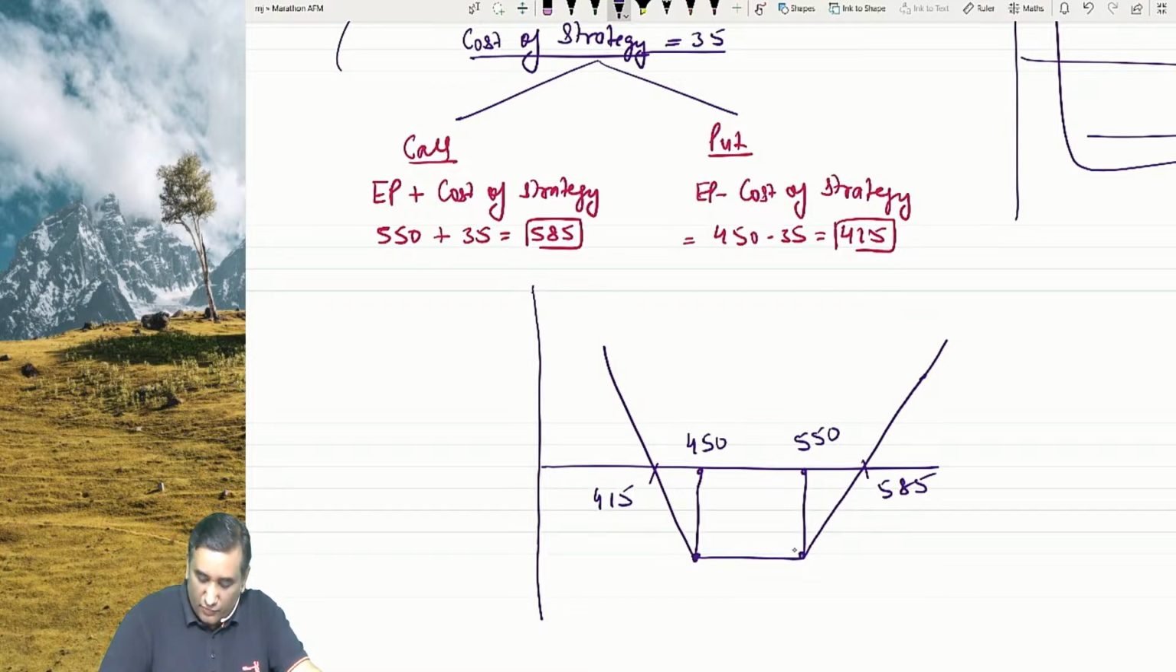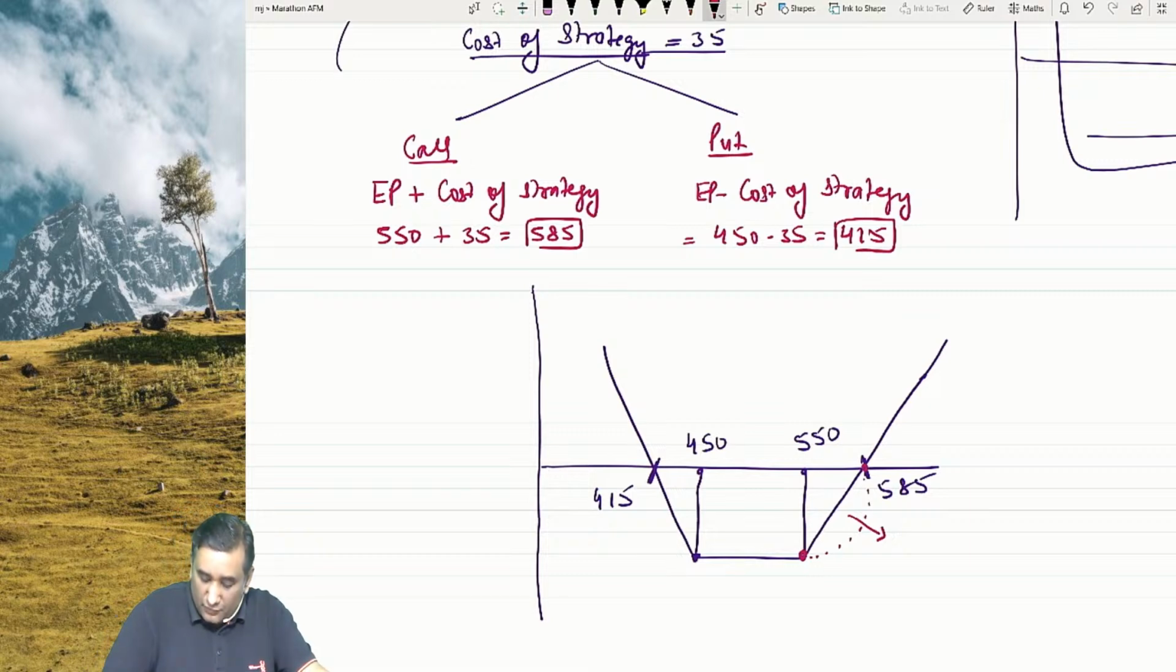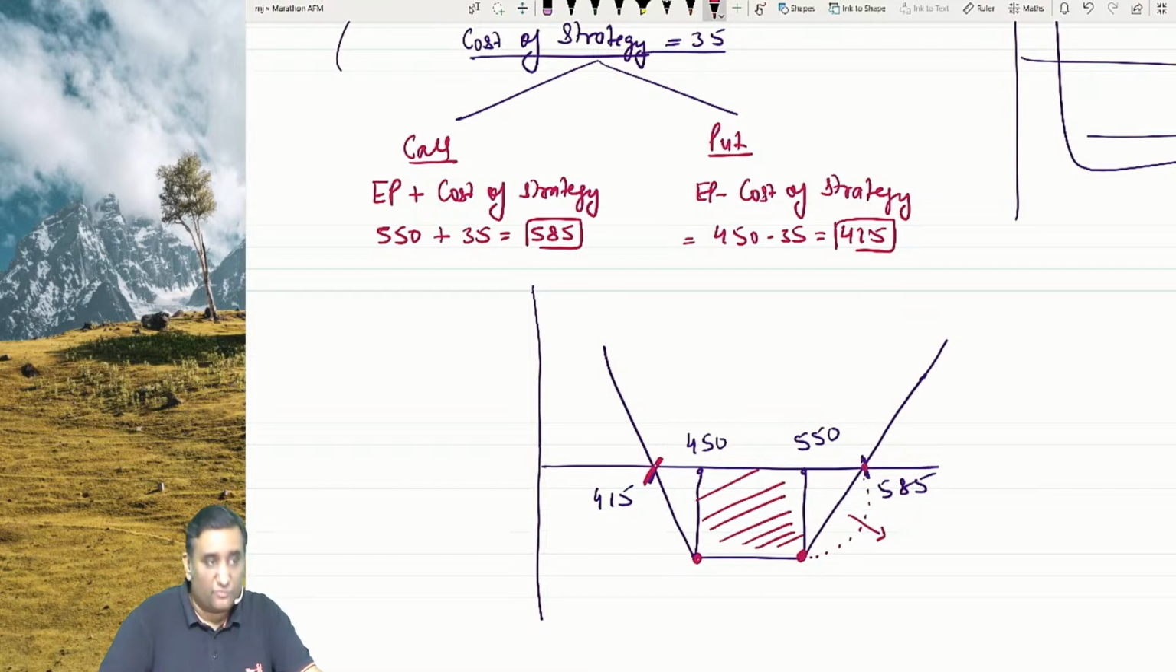So in this case, when I say it's 450, 550, 585, and 415, above 585, it will be net profit due to call option. Between 550 and 585, call will be exercised above 550 only, but till 585, it will be only recovery of premium. That will be cost of strategy. Between 450 and 550, any price, both options would lapse. Below 415, it will be net profit due to put option, and between 450 and 415, that will be recovery of premium.